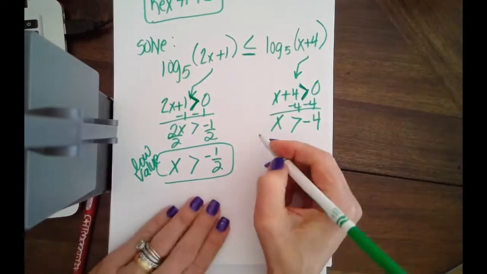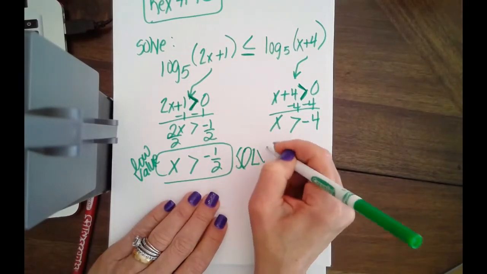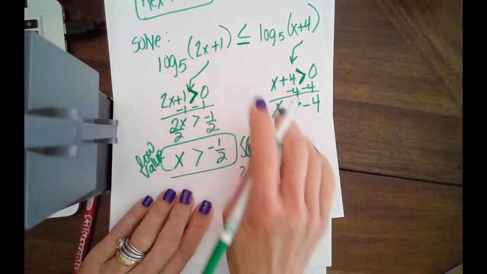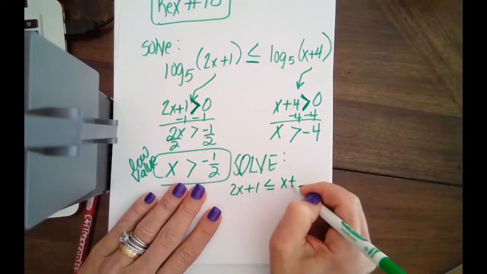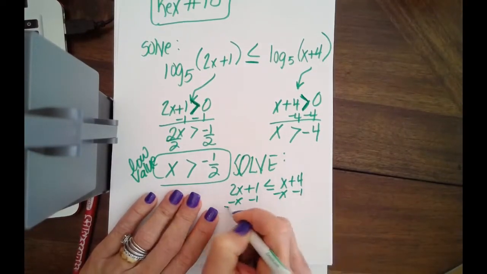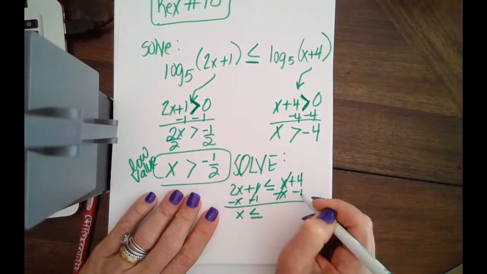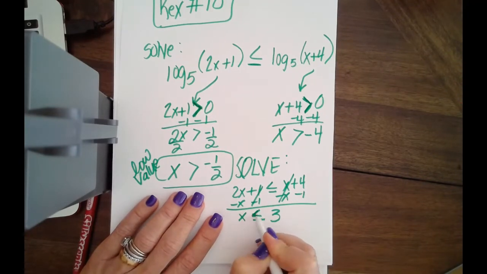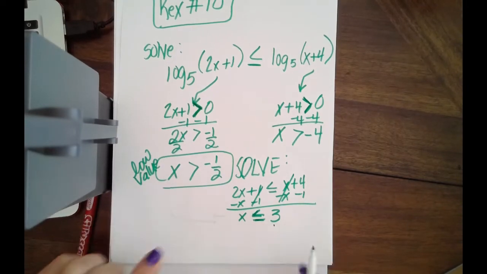All right, now let's solve. So we'll have 2x plus 1, which is my left block, less than or equal to my right block, which is x plus 4. Okay, so I'm going to subtract x, subtract x, subtract 1, subtract 1. So we have x has to be less than or equal to, and that's 4 minus 1, which is 3. Okay, so it's less than or equal to 3, so that means it's going to include 3, but it has to be greater than negative 1/2, but not including.